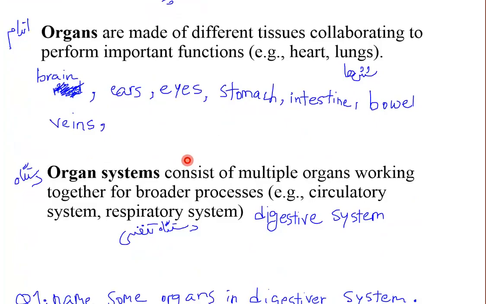And then comes the organ system. The organ system consists of multiple organs working together for broader processes. For example, circulatory system, or دستگاه گردش خون. Respiratory system, دستگاه تنفسی. We have other organ systems like digestive system, دستگاه گوارش, or nervous system, that's سیستم عصبی.